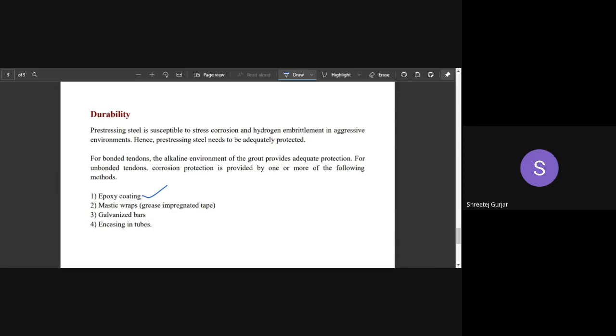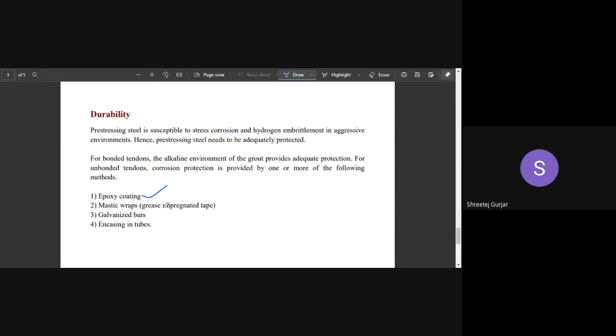Next thing that we can do for unbonded tendons is we can use mastic wraps. These mastic wraps are nothing but wrapping up your tendon using tape. This is grease-impregnated tape, so grease is impregnated along with these mastic wraps. So you can use these mastic wraps to protect your unbonded tendons from corrosion.